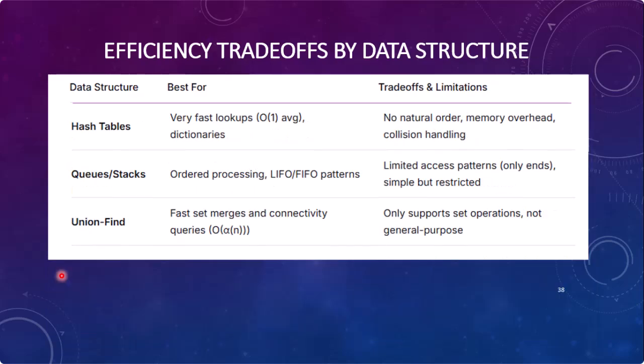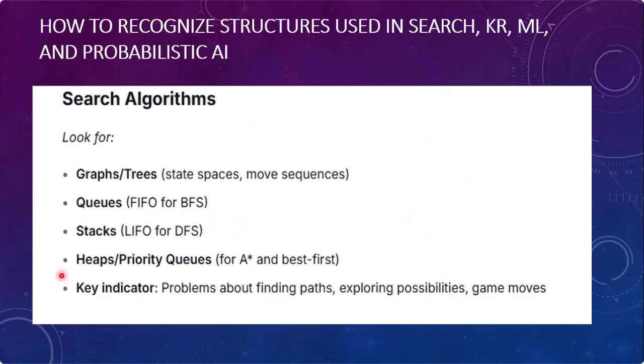So to wrap up, we've learned how to recognize structures used across different AI fields. If you see a grid of numbers, think machine learning. If you see a branching diagram, think search or decisions.